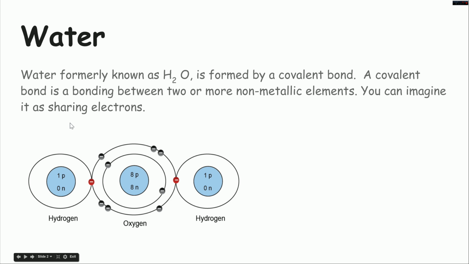Water, formerly known as H2O, is formed by a covalent bond. A covalent bond is a bonding between two or more nonmetallic elements. You can imagine it as sharing electrons. As the Bohr model shown below shows, two valence electrons from each hydrogen are bonding with the oxygen.